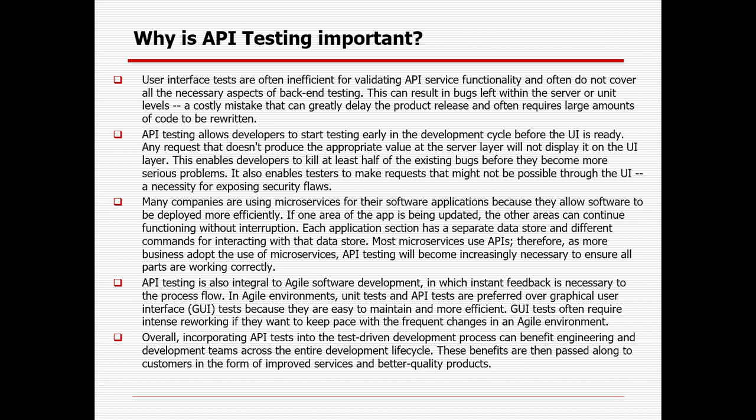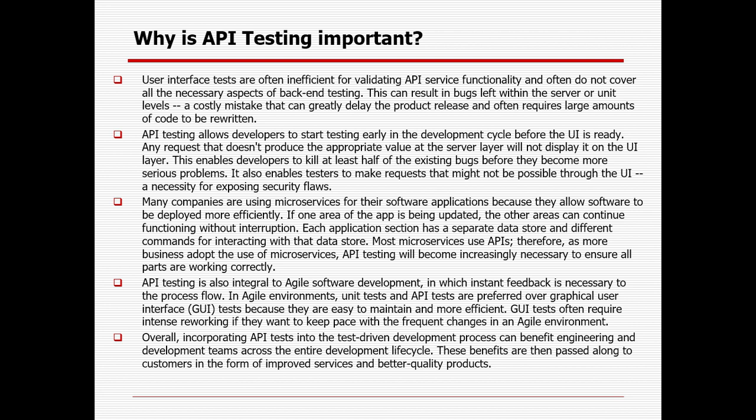flaws. Many companies are using microservices for their software applications because they allow software to be deployed more efficiently. If one area of the app is being updated, the other area can continue functioning without interruption. Each application section has a separate data store and different commands for interacting with the data store. Most microservices use APIs, therefore, as more businesses adopt the use of microservices, API testing will become increasingly necessary to ensure all parts are working correctly.